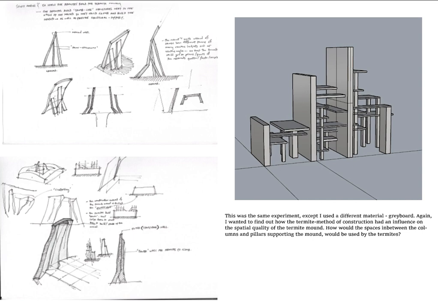So this was the same experiment except I used a different material, clay board. Again, I wanted to find out how the termite method of construction had an influence on the spatial quality of the termite mound. How would the spaces in between the columns and pillars supporting the mound then be used by the termites?